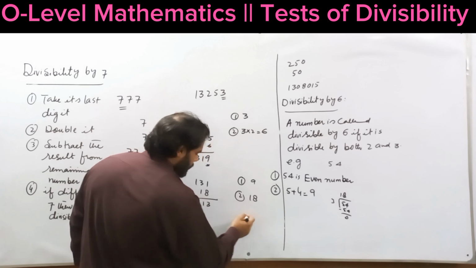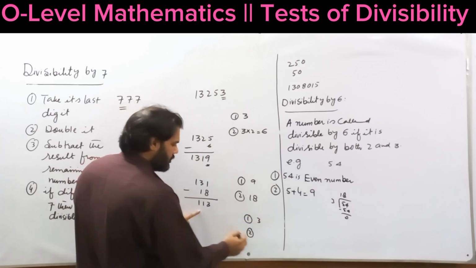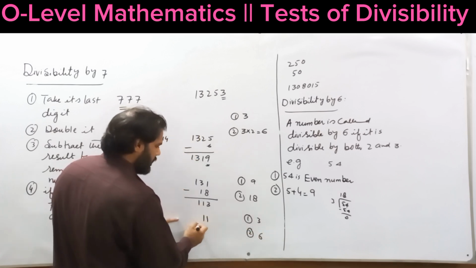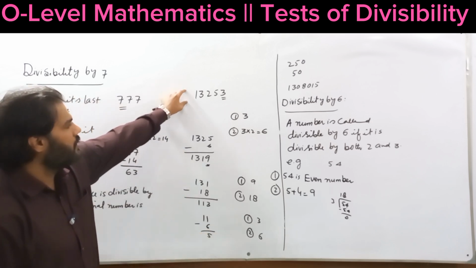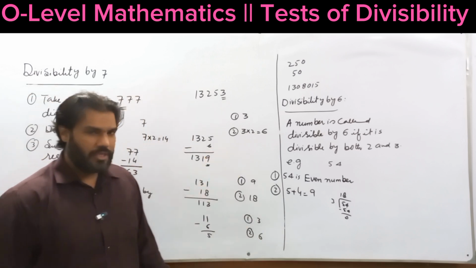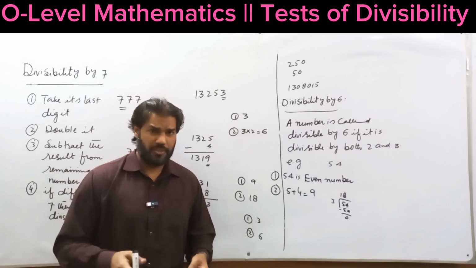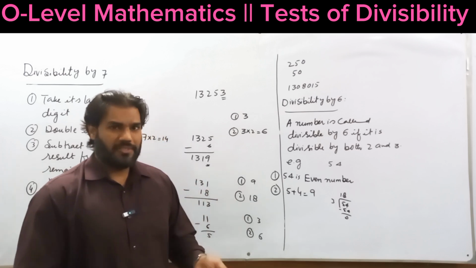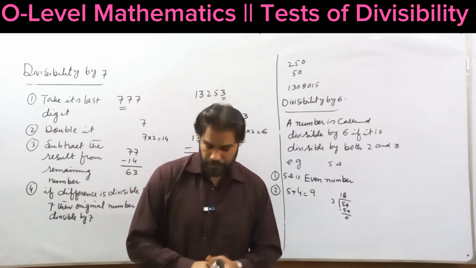Again, take the last digit, double the number 3, this is equal to 6. Subtract 6 from the remaining number, that is 11. 11 minus 6, this is 5. Clearly 5 is not divisible by 7, hence the given number 13,253 is not divisible by 7. So this is the criteria to check whether a number of 3 or 4 or 5 or more digits, a big or large number, is divisible by 7 or not. You can repeat the process again and again.